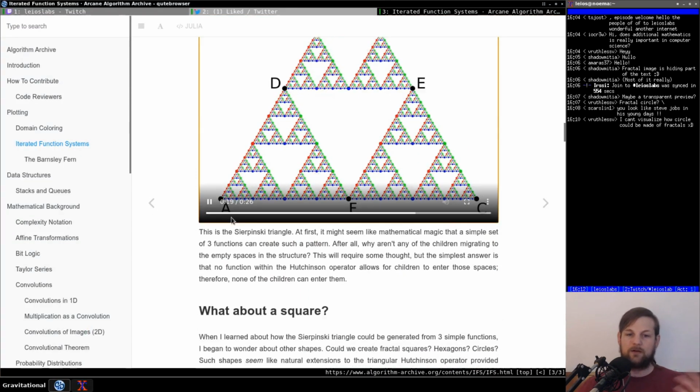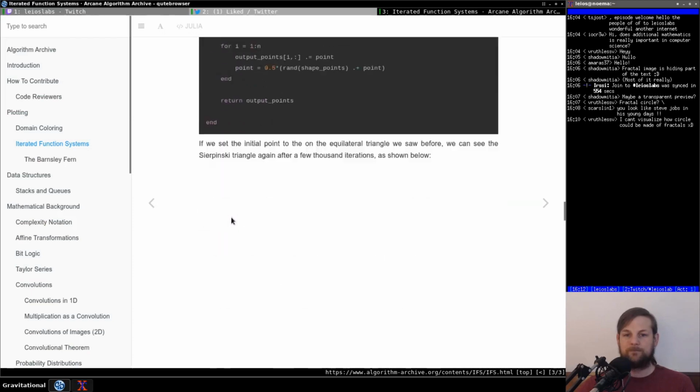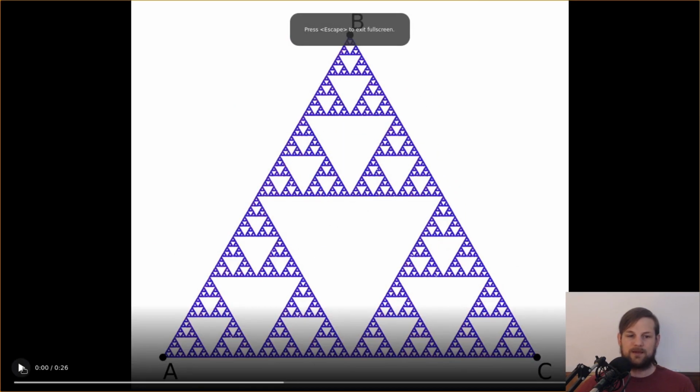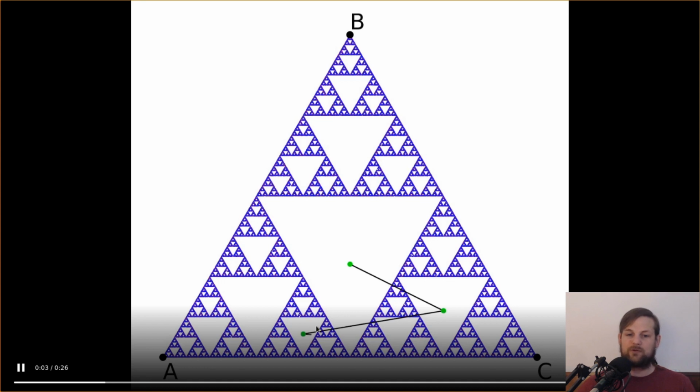So for example, we can also draw it with something called a chaos game. The chaos game works by essentially starting at some random point in space and then picking a function at random, right? So we start with the point here in the center, and then it chooses, okay, I'm going to move half towards C, then towards A, then towards C again, then towards C again, then towards A, then we're going to move up towards B.